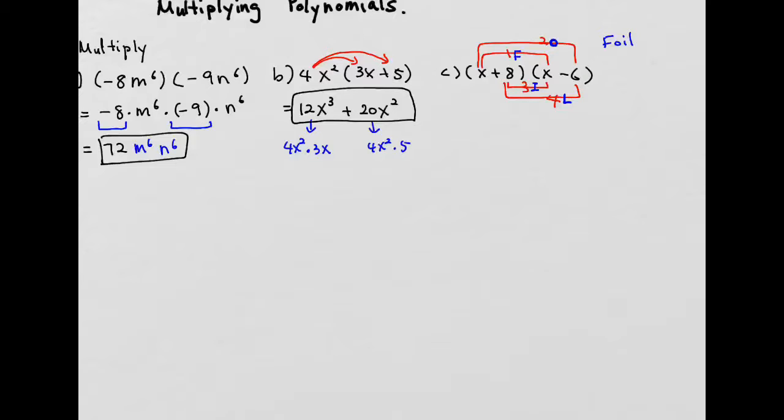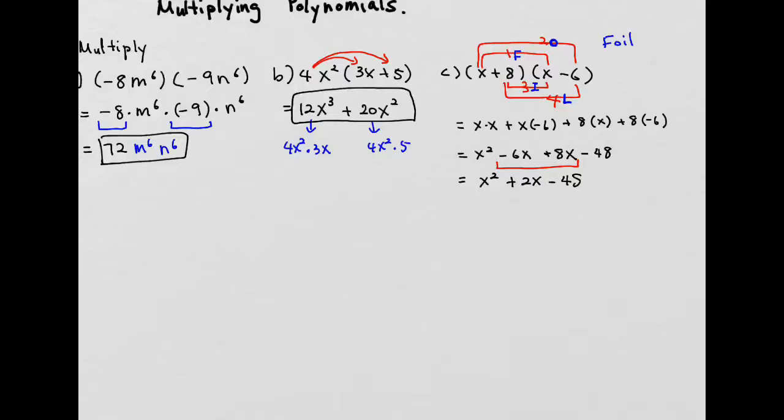Okay, so let's use that. So first two will be x times x, which is going to be x squared. And then you do x times -6, which will give you -6x. Inner will be 8 times x. That gives me 8x. The last two multiplication will be 8 times -6. That will be -48. Once you're done multiplying, if you have like terms, then you need to combine them. So this gets x squared plus 2x minus 48. So this is how you're going to multiply two terms by two terms.